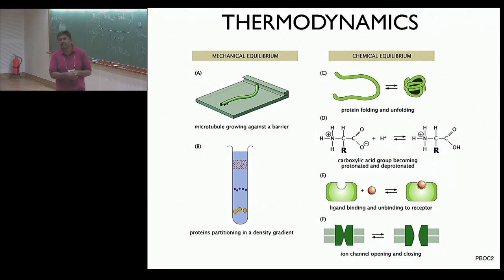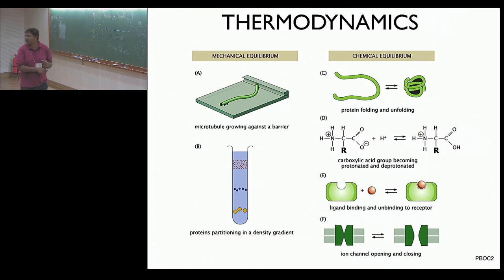There could be chemical equilibrium between the unfolded and folded states of some protein, or protonation, deprotonation of some chemicals, ligand binding, unbinding, ion channels opening, closing. There can be chemical equilibrium. These are all examples of discrete states. And if the discrete states satisfy these thermal equilibrium detailed balance conditions, there's no net current. And the probability of opening or closed can actually be calculated by the Boltzmann probability distribution.